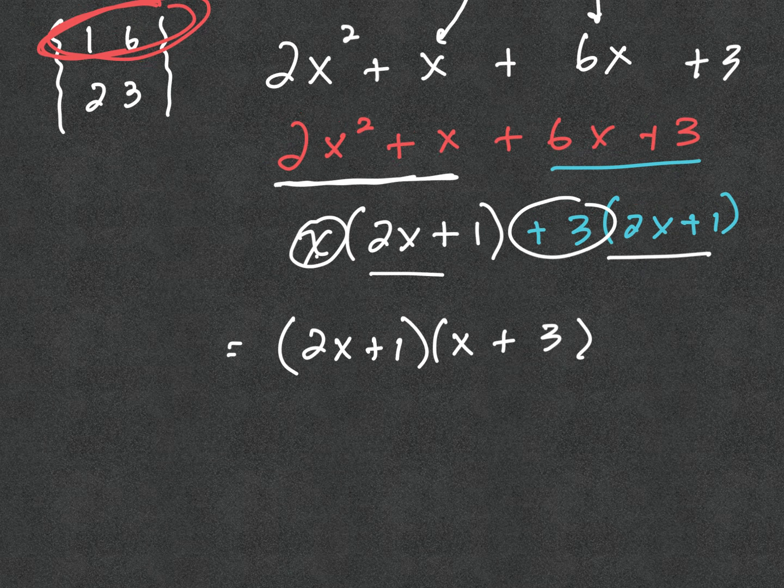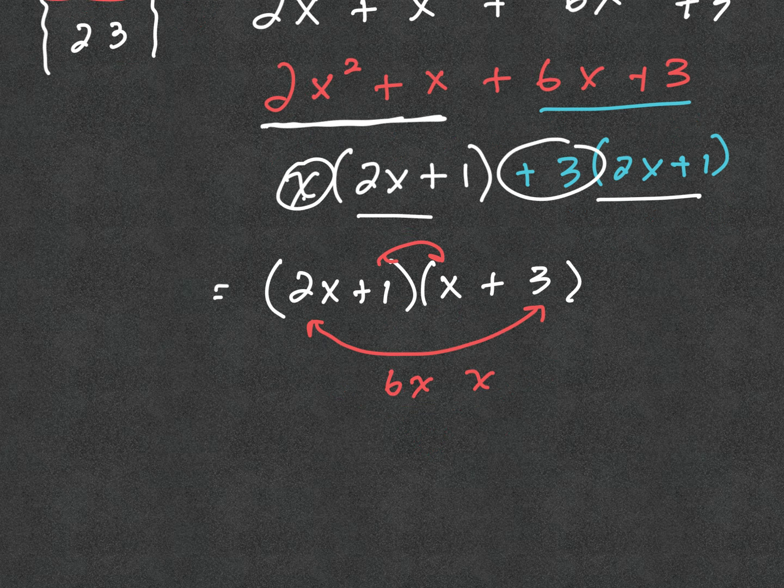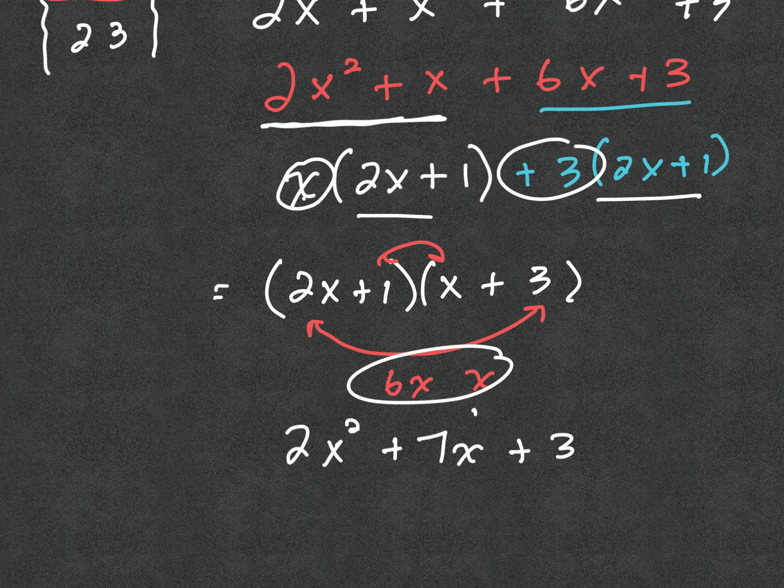Does it work? Yes. How do you know it works, Mr. Ray? Well, if you multiply outside times outside, in a video, this is from a video I did before, you're going to get 6x. Inside times inside, x. That adds up to the middle term. Okay? Remember, it was 2x squared plus 7x plus 3. That adds up to the middle term.